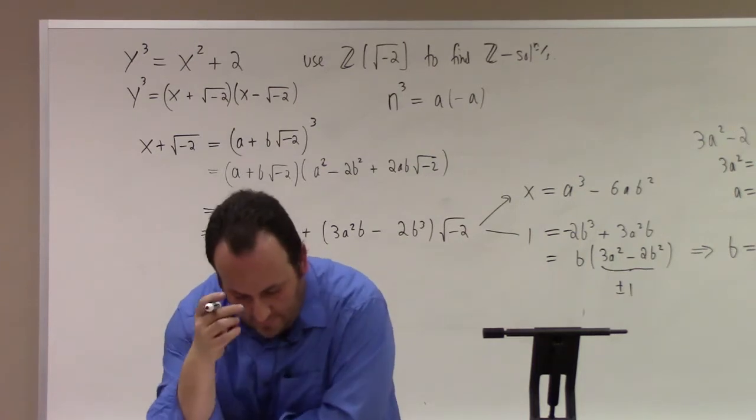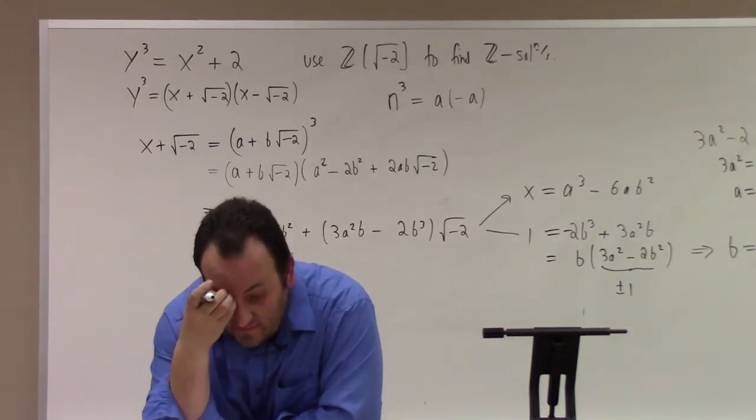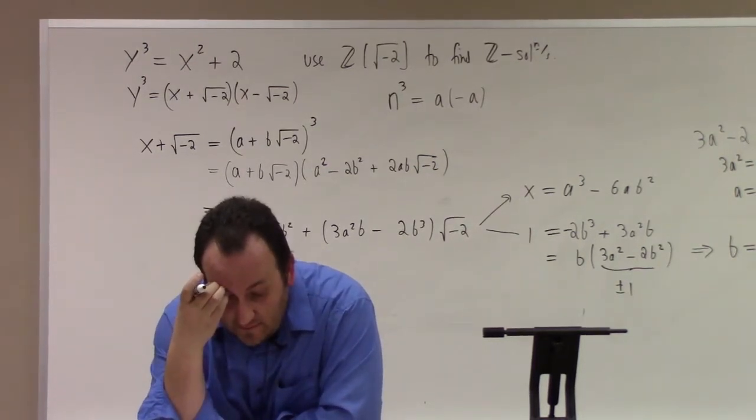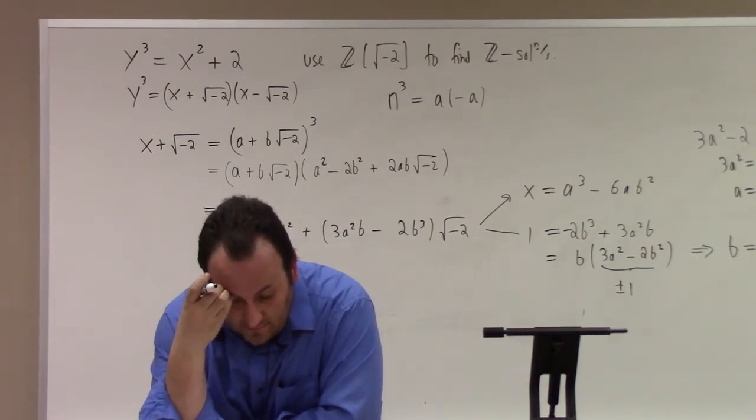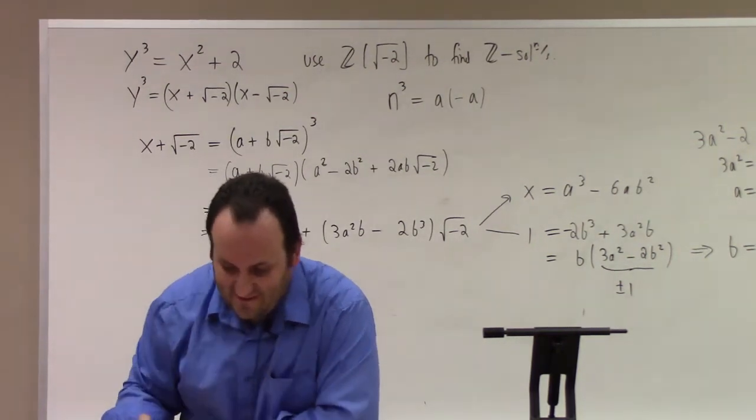So what does this tell us? This tells us that I've made a mistake. We should get x is plus or minus 5 and y is 3. All right, well, I'm sorry.